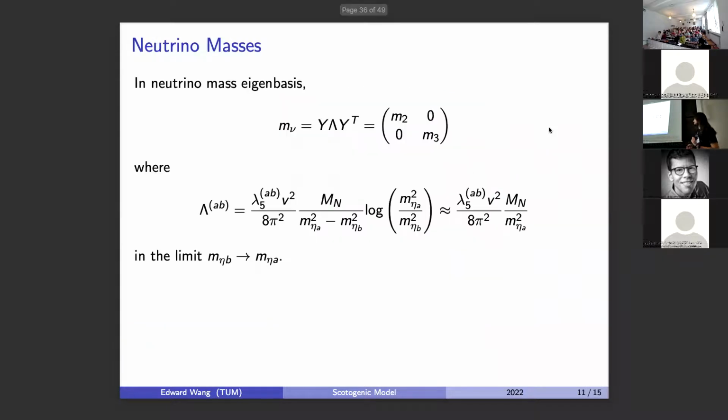Finally, coming back to neutrino masses, we can write the neutrino mass matrix in the following form, where we have here the Yukawa matrices, and we have this lambda matrix that is coming from the loop contribution that I've shown you before. So lambda has this approximated form here. And we also know that in the neutrino mass eigenbasis, the mass matrix has to have this form. So after we have fixed all the other parameters, the Yukawa couplings and the masses in our model, the only free parameter that we still have is this.